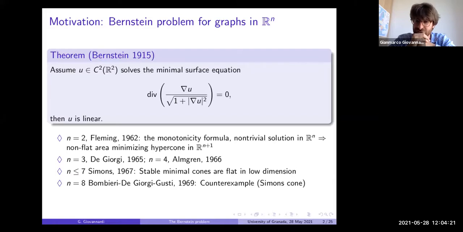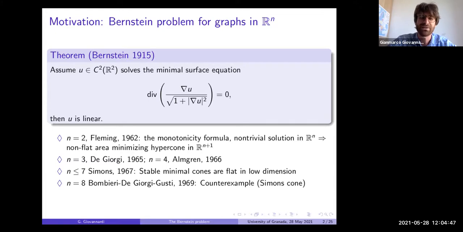By no trivial solution, I mean hypercones. So trivial solutions are planes, and you can also have no trivial solutions that are hypercones. So if you are able to show that there are no non-flat area minimizing hypercones, you are done, because you can solve the Bernstein problem, because you can show that the only solutions are planes.